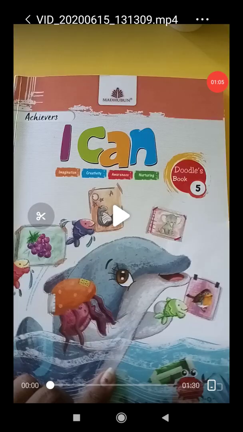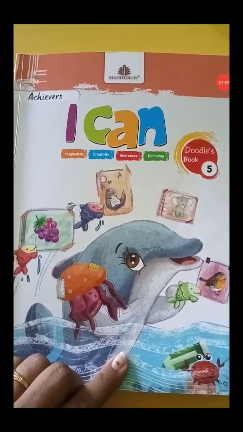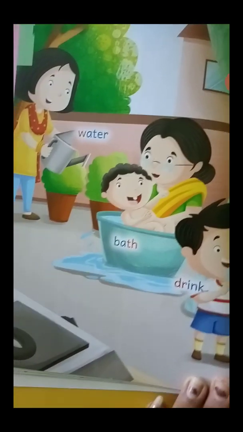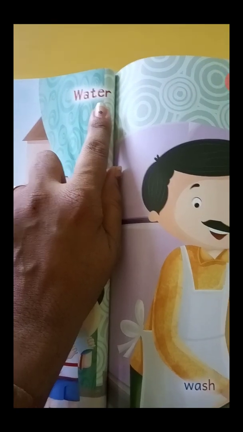We use water for cooking, drinking, washing, bathing, cleaning the home, etc. Now students, open your book, I Can Achiever Level 5. Open page number 38 and 39. Our theme is water.